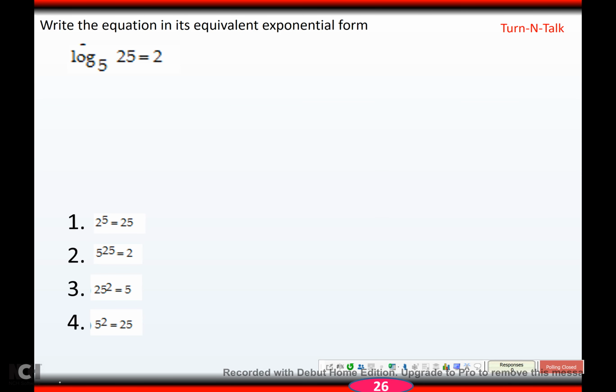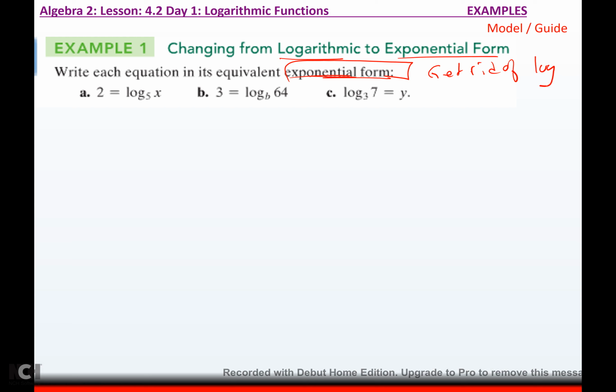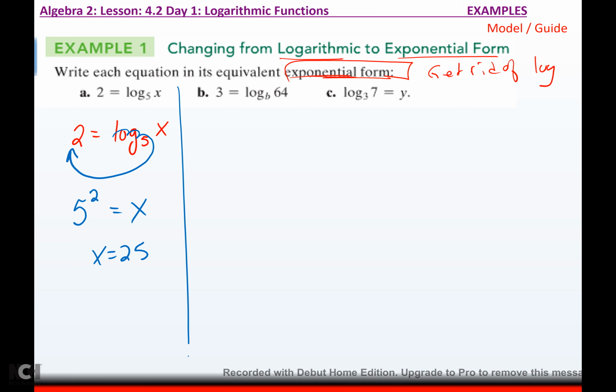All right, so first of all, it says changing from logarithmic to exponential form. They want us to write each equation in its equivalent exponential form. When they say write it in the exponential, they're saying get rid of the log, which means roll it over. So on my first one, I have 2 equals log base 5 of x. When the log rolls over, the bug moves over and becomes the base of 2. And x drops. So x equals 5 squared, which means x equals 25, and we're done.